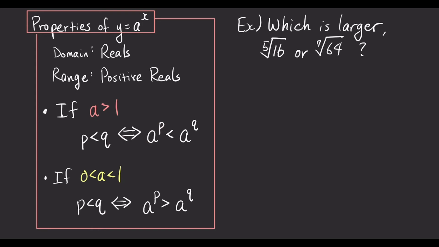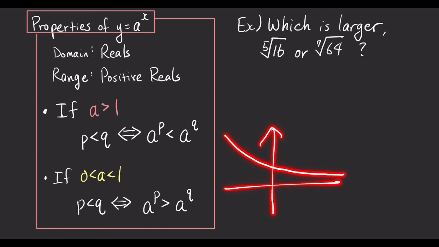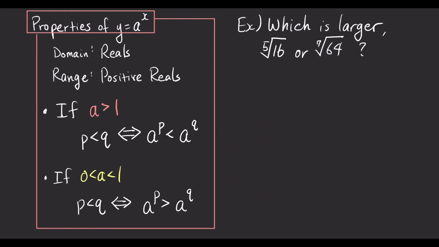That's fine. And the other way around, if a is between 0 and 1, then the graph looks like this. It's decreasing. And you can see if x gets bigger, then y gets smaller, right? So if q is bigger than p, then a to the q is smaller than a to the p, because as I go to the right, the graph gets smaller and smaller. Okay, so that's pretty easy to understand, but just remember, it switches. If a is greater than 1, then x and y do the same thing. x gets bigger, y gets bigger. If a is between 0 and 1, if x gets bigger, y gets smaller.